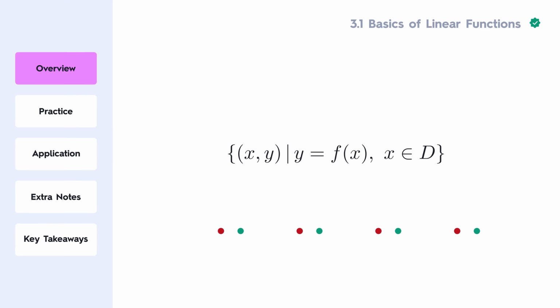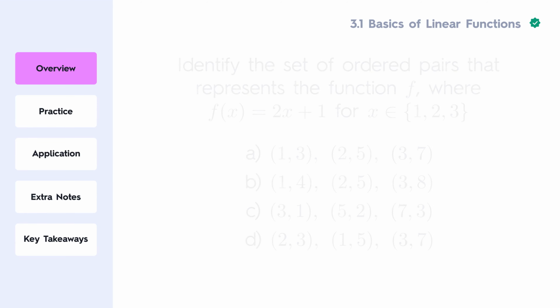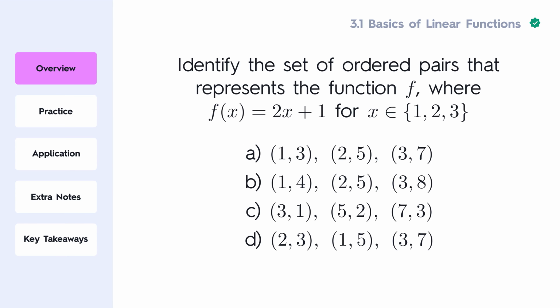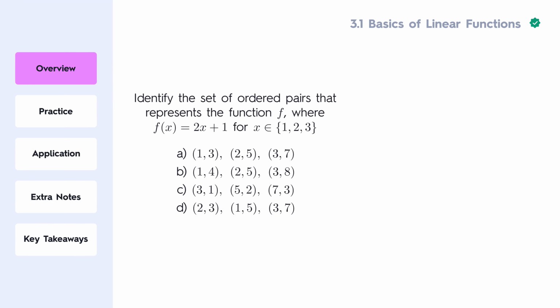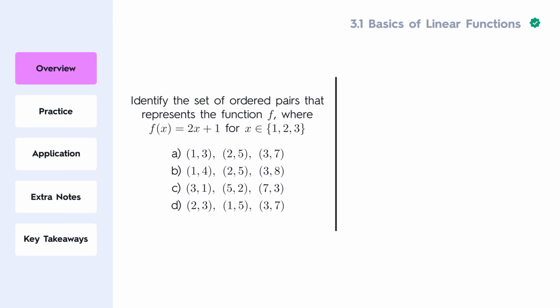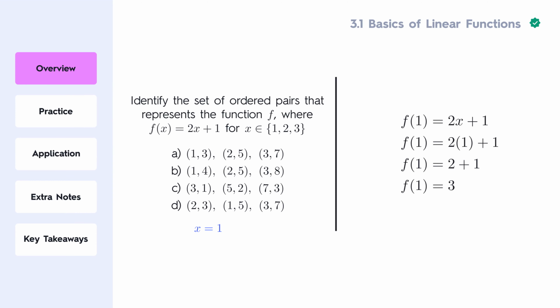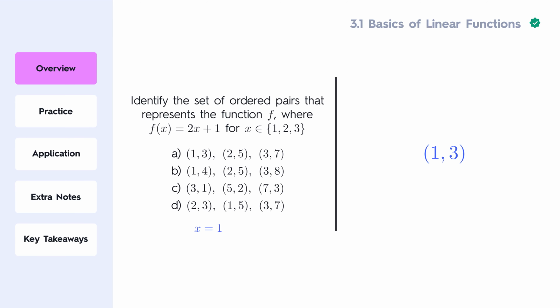Let's see an example. Let's identify the set of ordered pairs that represents the given function f for x that is 1, 2, and 3, by considering the following options. Let's take each value of x and substitute it into the formula to find the values of y, or f of x. For x equals 1, we have that y, or f of 1, is equal to 2 times 1 plus 1, or 3. This means that the first ordered pair of the function is (1, 3).